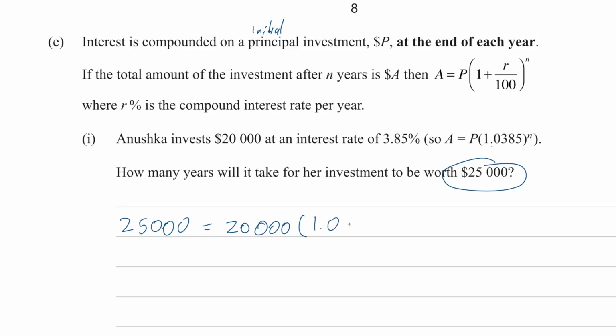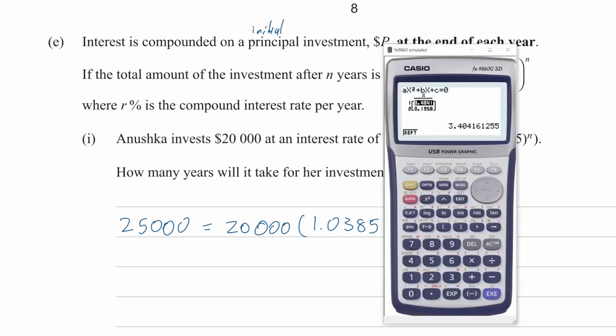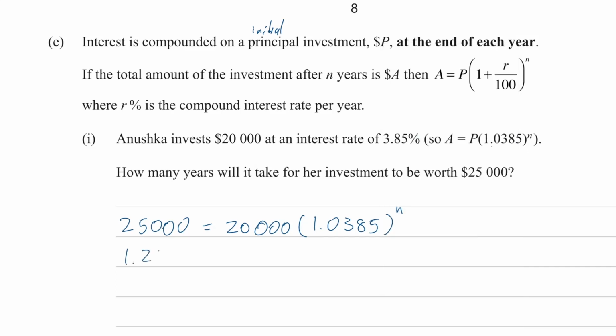So 1.0385 all to the power of n. And so the question is asking how many years. So we're looking for that number n, number of years. To do this, we could divide both sides by 20,000. So 25,000 divided by 20,000, which is the same as 25 divided by 20, 1.25, equals 1.0385 to the power of n.